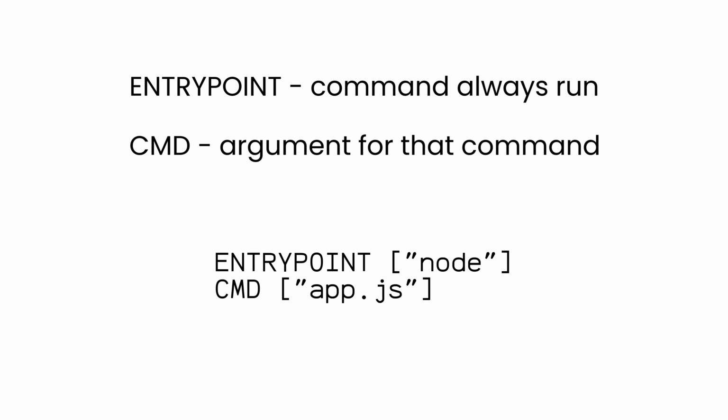For example, ENTRYPOINT node, CMD app.js. This means your container will always run node, and by default, it runs node app.js, but you could override app.js when starting the container. If you switch them, things behave differently, so be intentional.